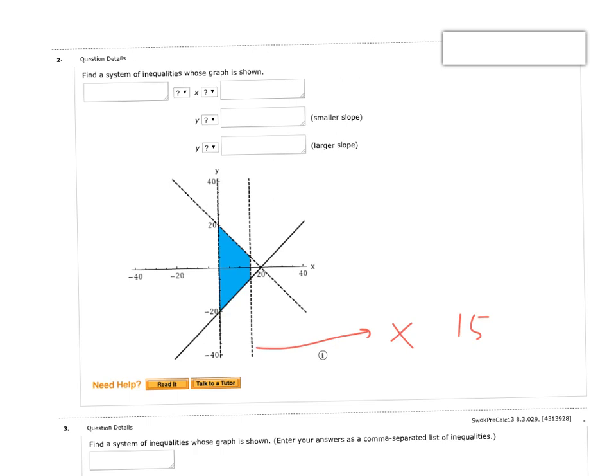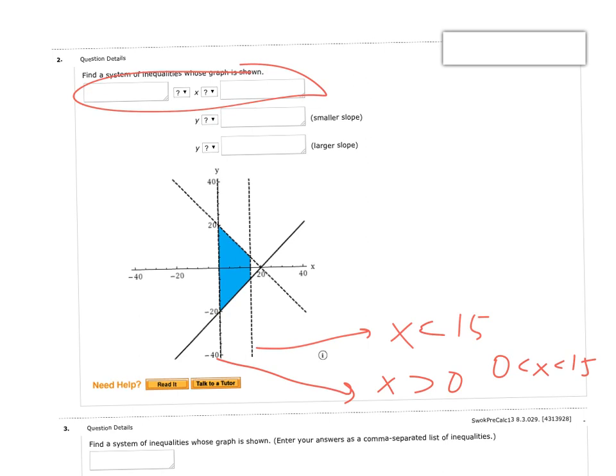The next thing we need to decide is which side of the line that is on. You can see it's to the left of that, so for x's, that's going to be less than 15. But I see another line over here, and that one is also x with a number. That looks like x and 0, so x is going to be greater than 0. To combine those, we can say 0 is less than x is less than 15. It's saying that x is between 0 and 15, so that's what's going to go in here.